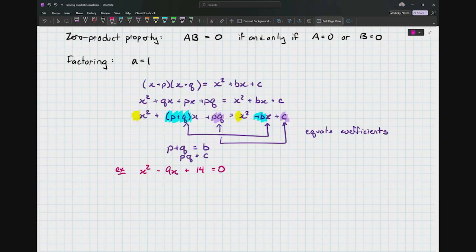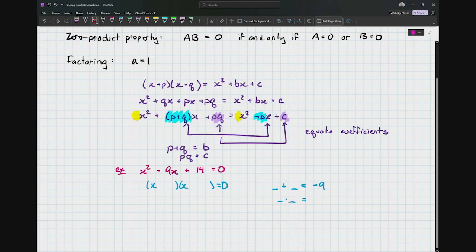Well, the idea here is trying to figure out what are the p and q of these two factors. We already understand it's going to be x plus something times x plus something. That ensures that the x and x multiply to get an x squared. But we need to find the p and the q that add to b. B in this case, you've got to be careful, actually includes that negative sign. So two numbers have to add to -9. And then they also have to multiply together to equal c. And in this case, c is our 14 there.